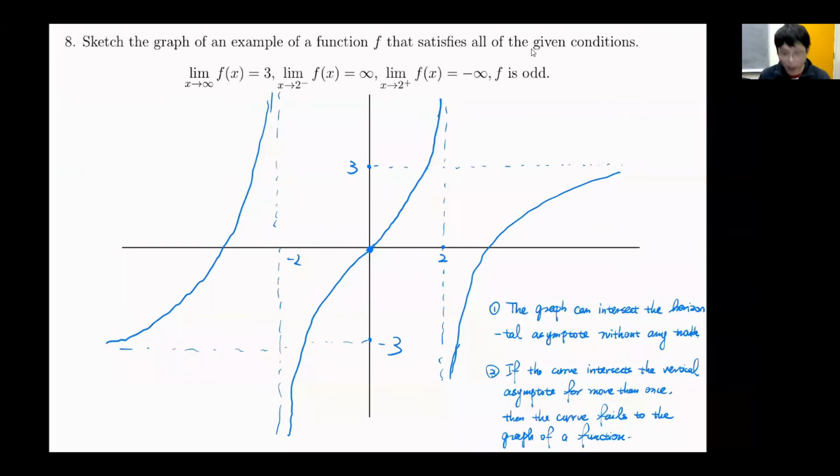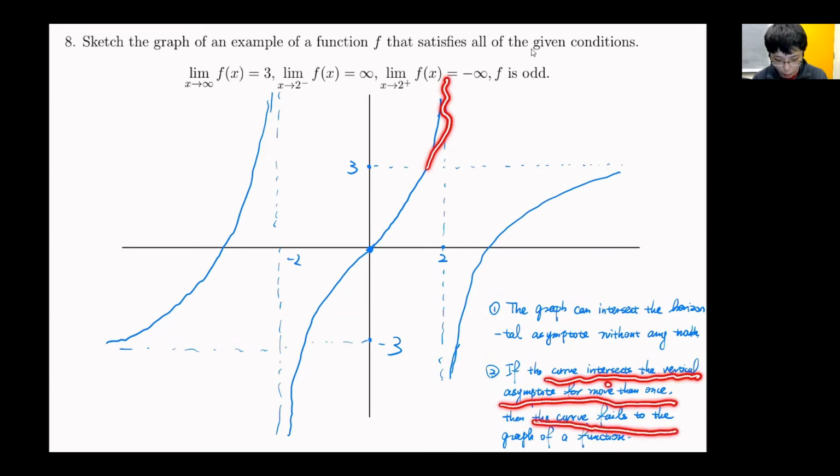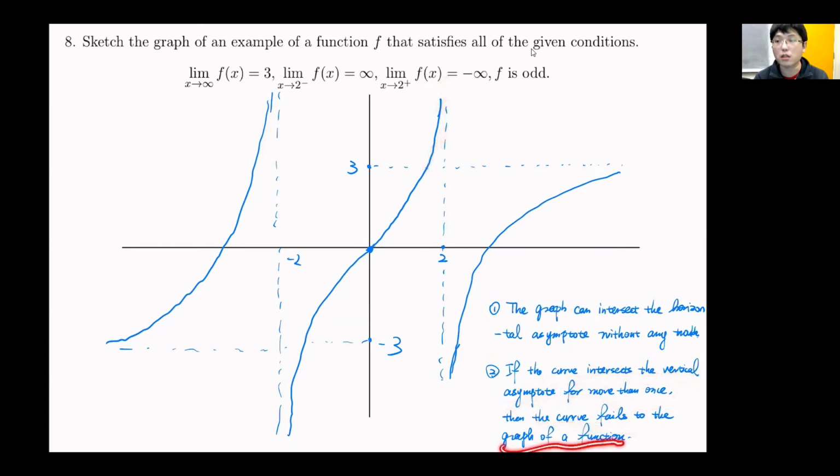On the other hand, near the vertical asymptote, you are not allowed to have function behavior like this. Indeed, if the curve intersects the vertical asymptote more than once, then the curve fails to be the graph of a function, because in this case the vertical line test will fail. So to summarize, the curve can intersect the horizontal asymptote as many times as you want, but the curve can intersect the vertical asymptote at most once.